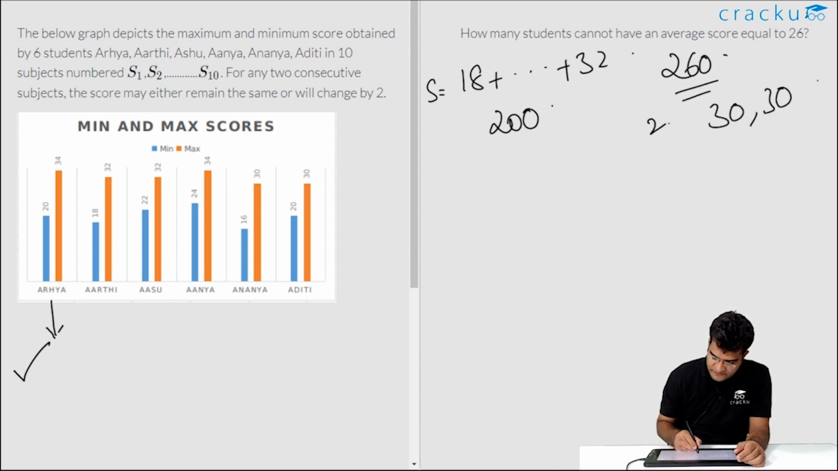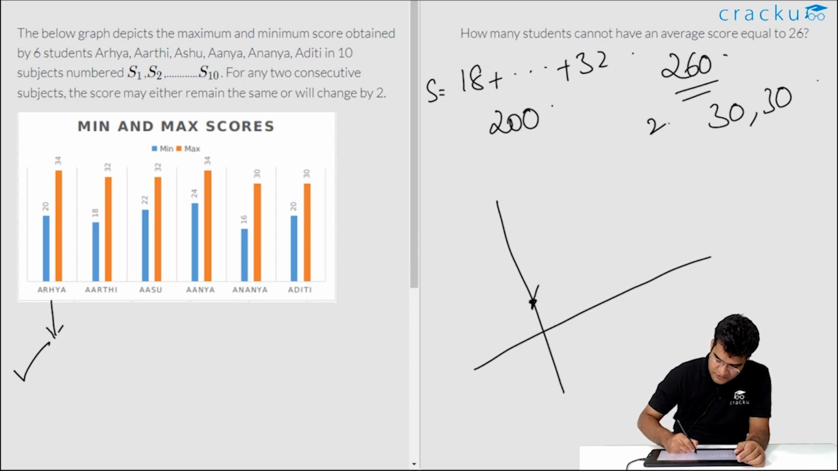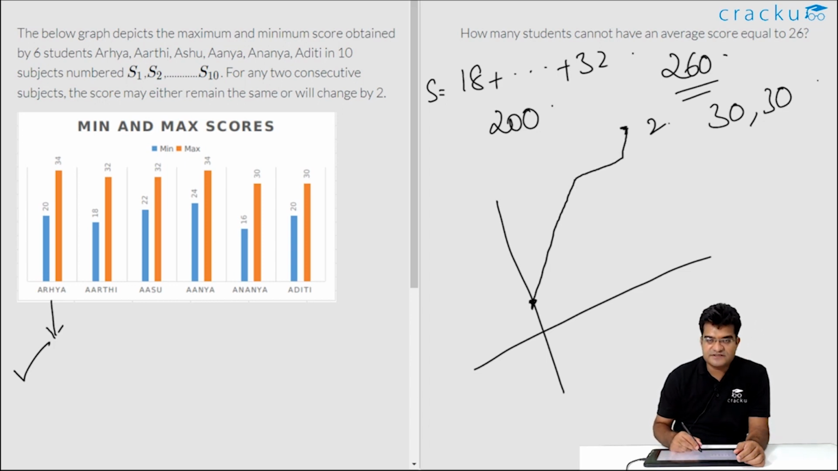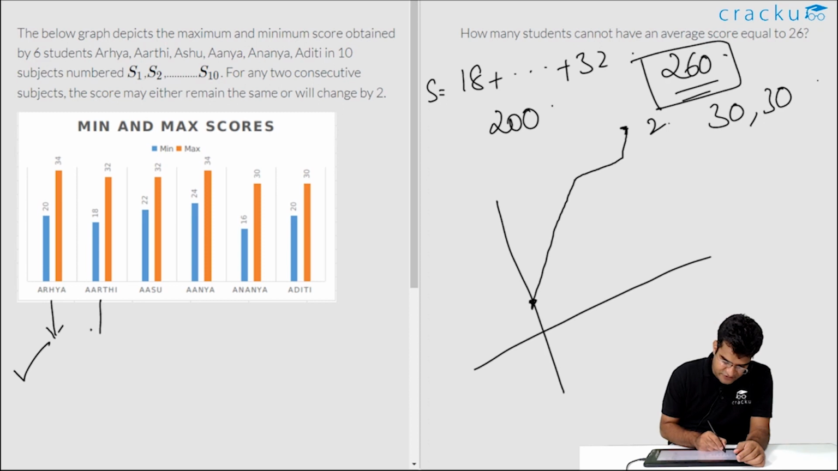If you draw the graph, she starts with 18, goes in a straight line till 30, stays here for 2 extra steps, and then finally goes till 32. The sum of all the marks that she scores in this graph will equal 260. Therefore, even in her case, she can have an average of 26. Now let us look at Asu.